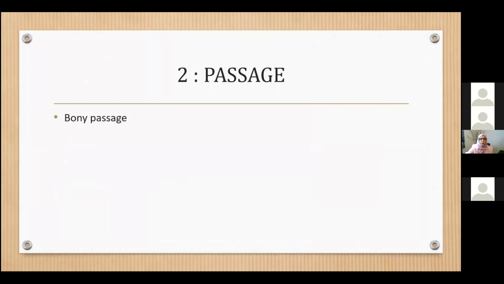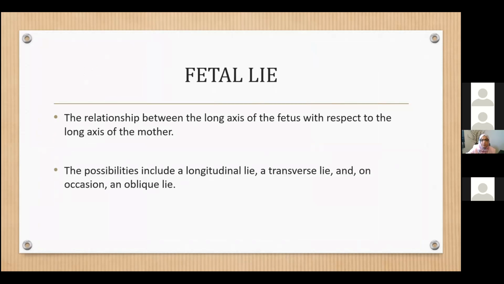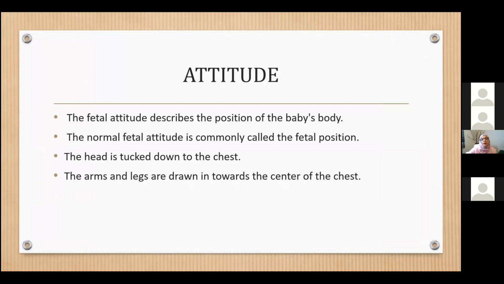So we talked about the passage, we talked about the passenger, so we were talking about the lie. Okay, I hope that's clear. And then comes the attitude, which is how a baby actually sits inside the uterus. The fetal attitude describes the position of the baby's body. The normal fetal attitude is commonly called the fetal position, with the head tucked down to the chest, and the arms and legs drawn in towards the center of the chest.